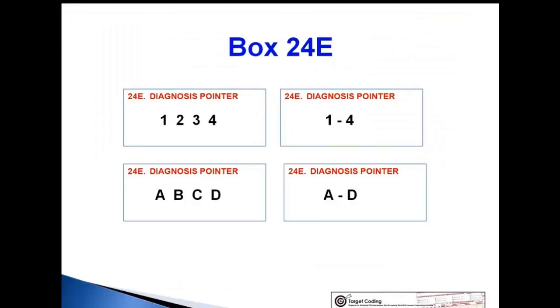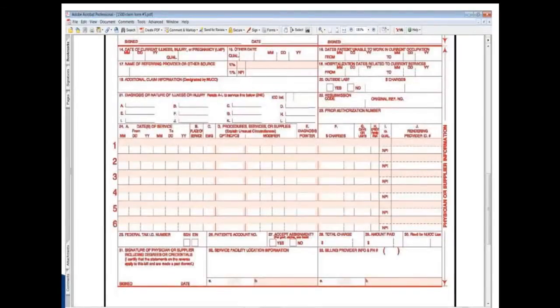24C, leave blank. 24D is your CPT codes and HCPCS codes, and there is room for 4 modifiers in 24D. 24E is your pointer. So with the old form, you were doing 1, 2, 3, 4 or 1-4. With the new form, it's going to be A, B, C, D, or you're going to use a range. 24F are your charges. 24G is the number of units. 24H, leave blank. 24I, you could leave blank. 24J is your NPI number.